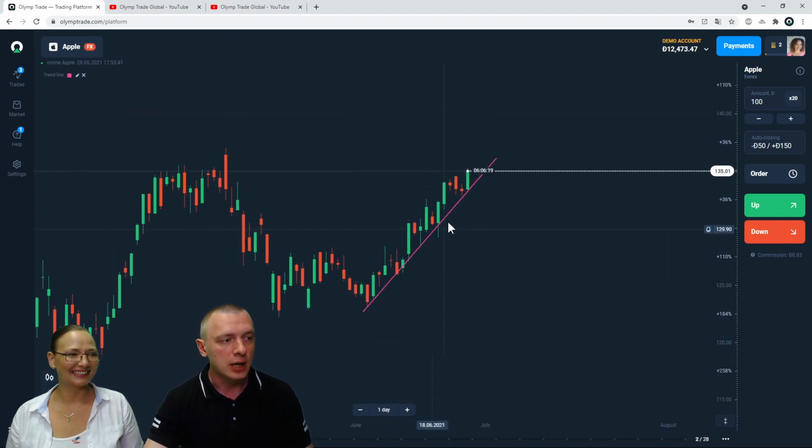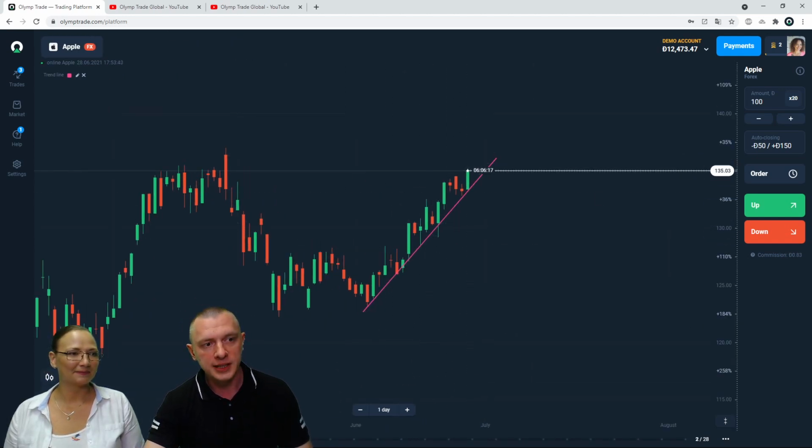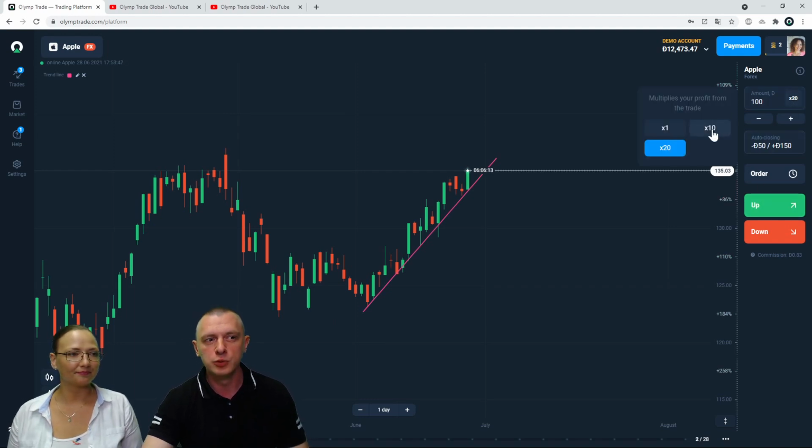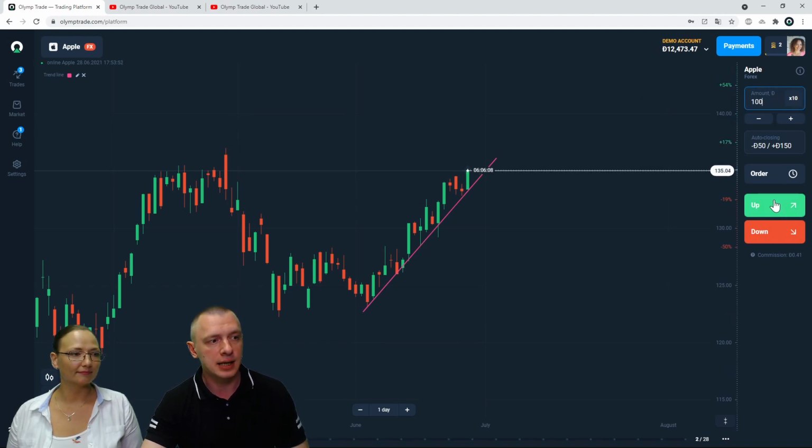Okay, so while we are waiting, let's open an up trade here. As for the multiplier, I will use the multiplier 10, $100, and the trade will be opened up. So let's have a look.